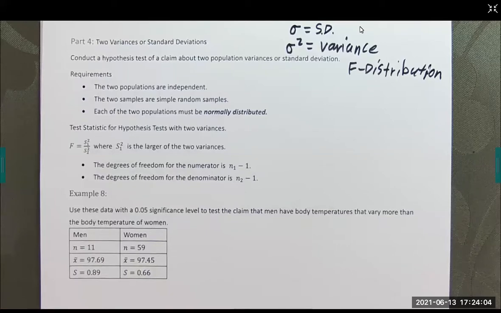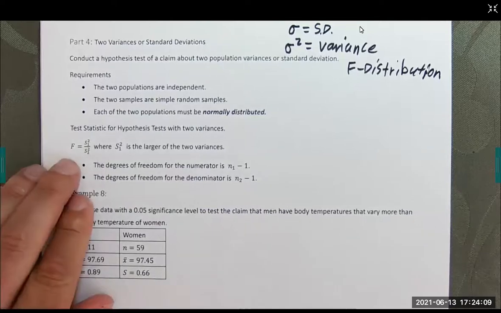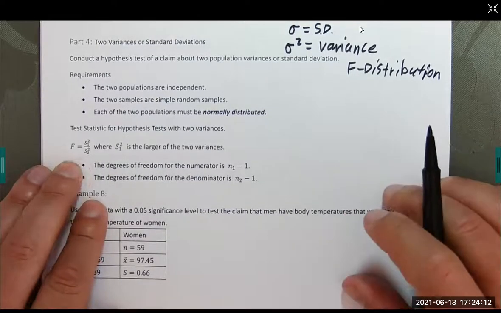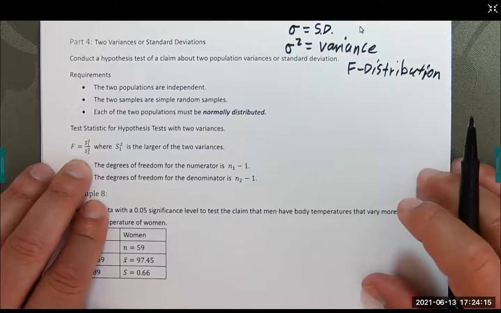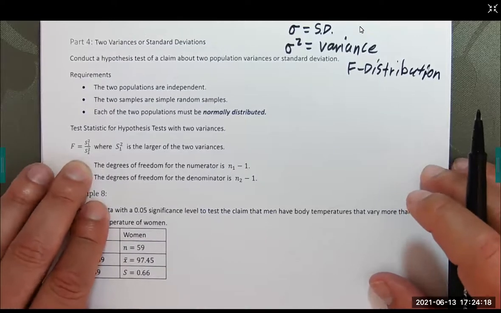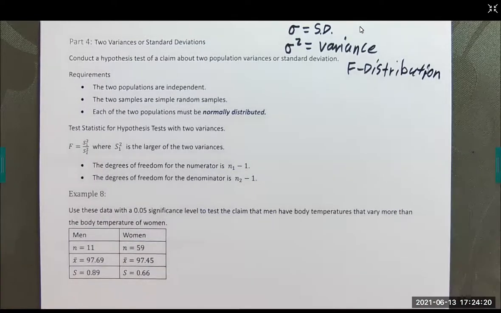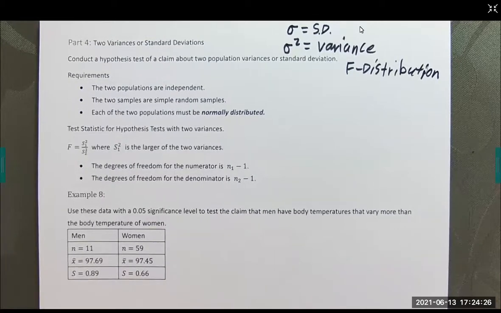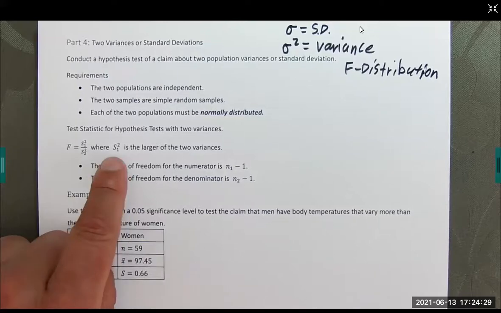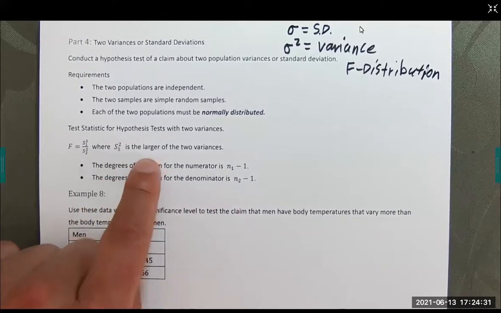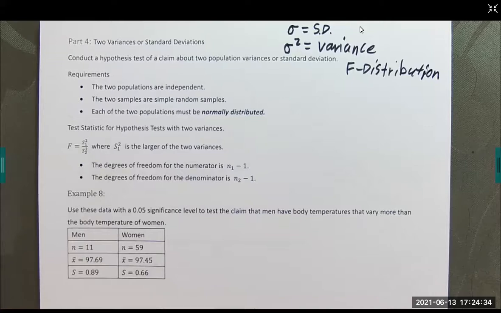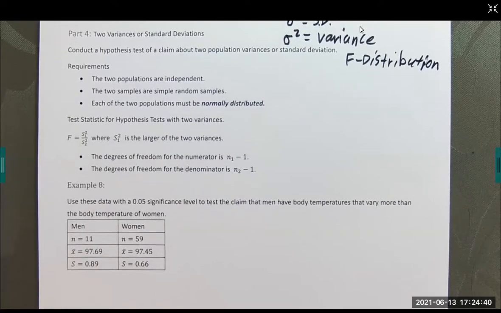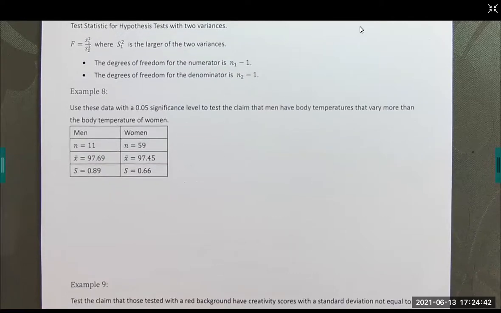And the test statistic for a hypothesis test with two variances is going to be, here's our F for F distribution here. It's going to be the larger variance divided by the smaller variance, and that's going to be our F score. And the degrees of freedom for the numerator is n sub 1, so it's the number in the larger of the two variances, minus 1, and the denominator is the same. It's going to be a little bit easier to explain if I can show you an example. So let's take a look at this example here.